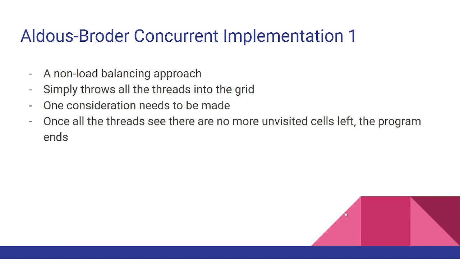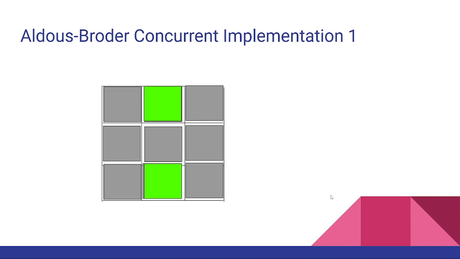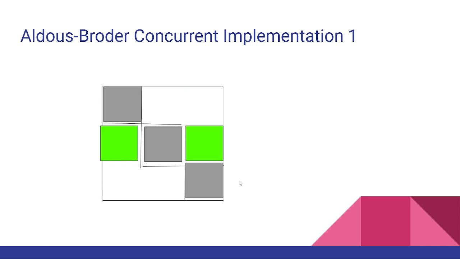If they don't, multiple independent spanning trees can be made rather than one big one. We can see an example of that here with 2 threads on a 3x3 grid starting at different starting positions. We can see they move down, up, left, right. And now this is technically completed in the eyes of both of these threads. There are no more unvisited cells left, and they can leave the program.